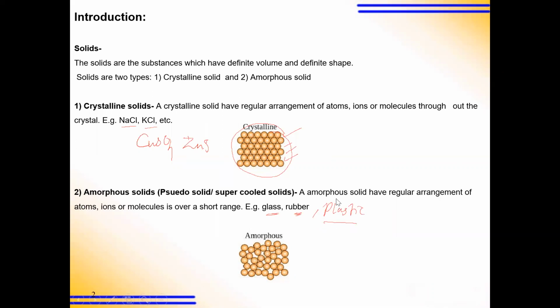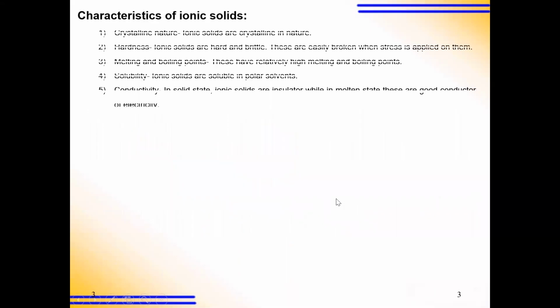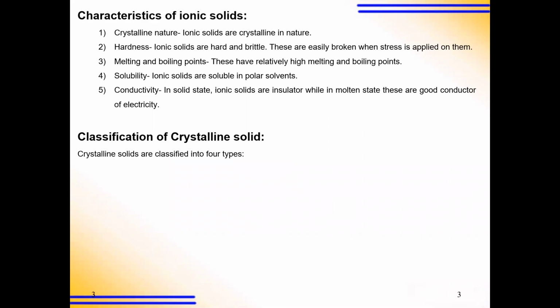Now the characteristics of ionic solids, right? The ionic solid is of crystalline nature. The ionic solids are hard and brittle, so they are easily broken when stress is applied on them. Regarding melting and boiling point, the crystalline solid has a sharp melting point. But in the case of amorphous solids, the melting point is not sharp.